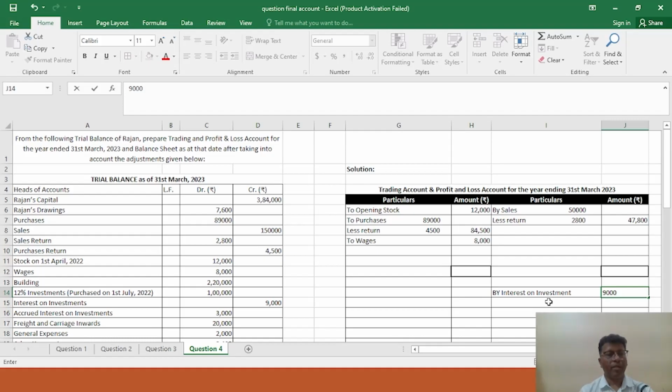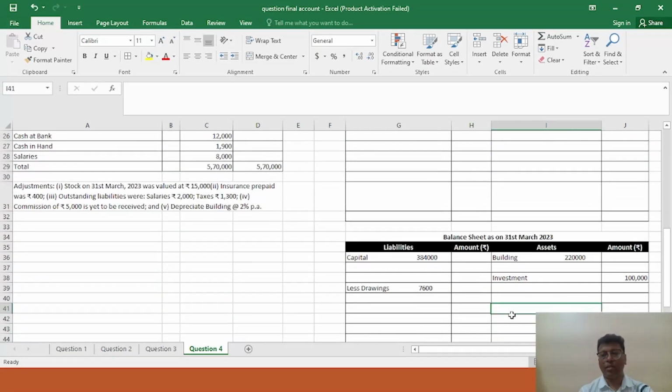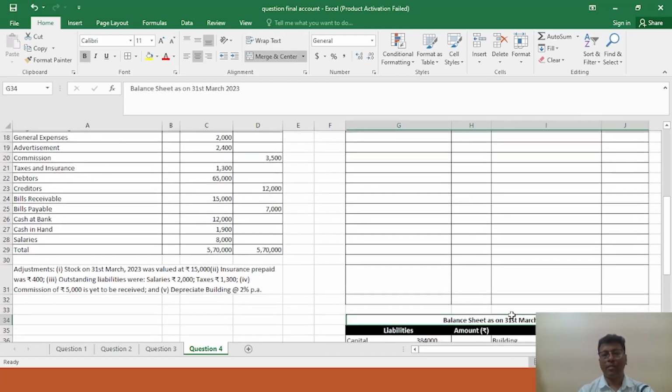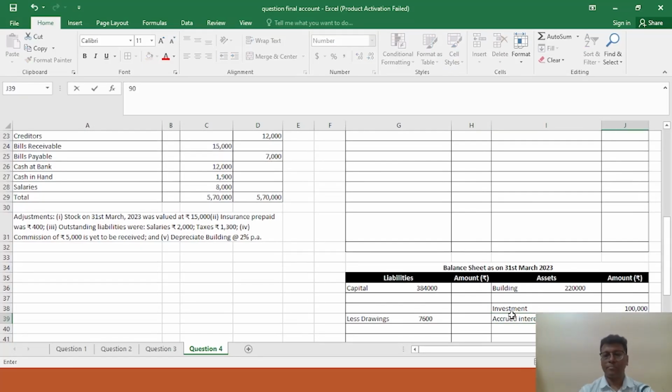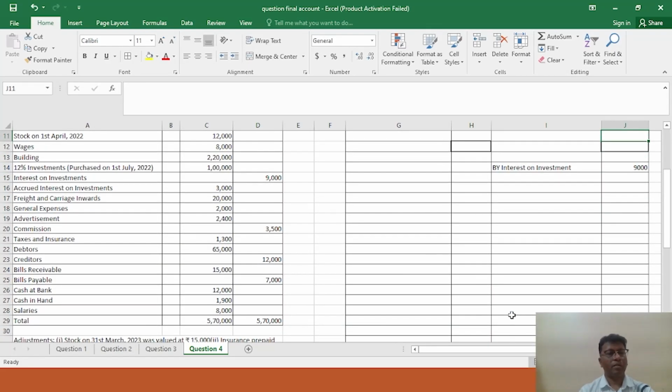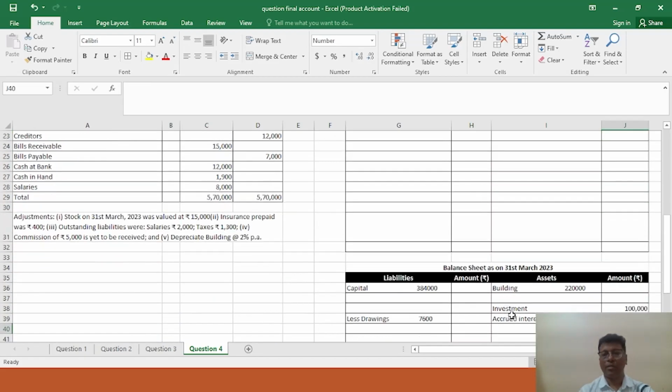Ninth, accrued interest on investment, as I told you earlier, that it is an asset, because it is mentioned in the debit side of P&L account. So we have to mention here this accrued interest on investment, right? And what is the amount? That is 9,000. Okay, accrued interest on investment 9,000. Sorry, 3000, right? So we have to mention here 3000. Okay, just check it.